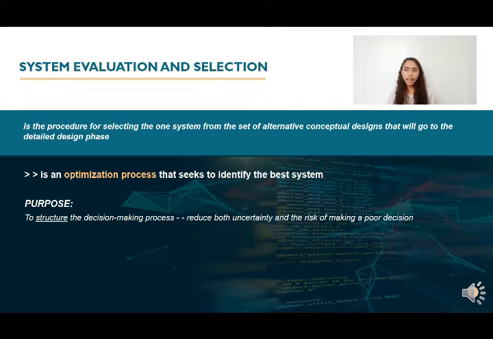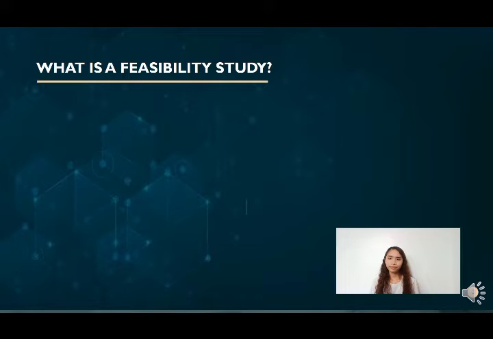The evaluation and selection process involves two steps. Step 1 is to perform a detailed feasibility study, and step 2 is to perform a cost-benefit analysis. Before I explain how to conduct or perform a detailed feasibility study, let me first define what a feasibility study is. What is a feasibility study?